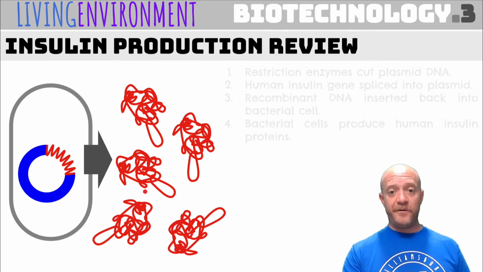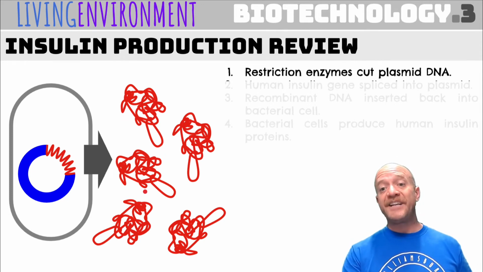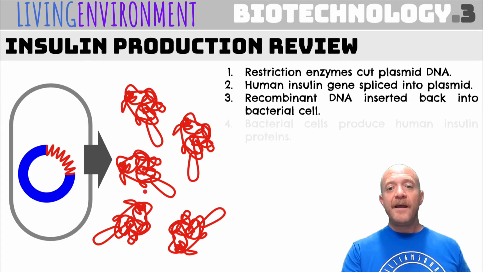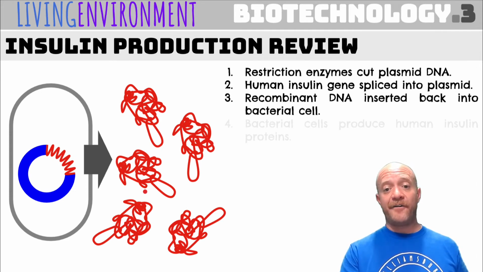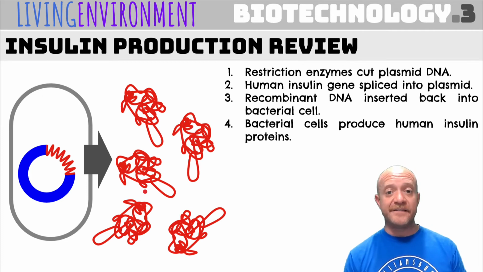So just to review, what we will do to produce insulin is we will use restriction enzymes in order to cut that plasmid DNA. We will take that human insulin gene and we'll splice it into the plasmid. Then the recombinant DNA is inserted back into the bacterial cell. And finally, the bacterial cells will produce human insulin proteins.